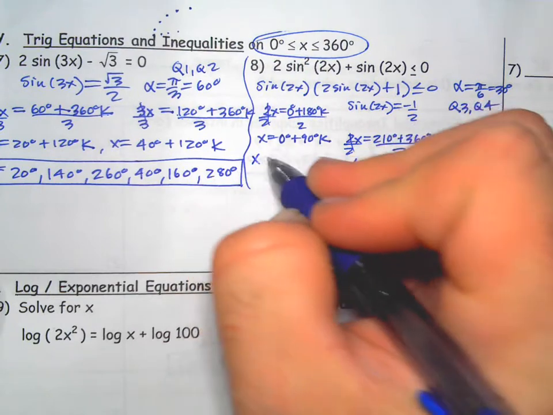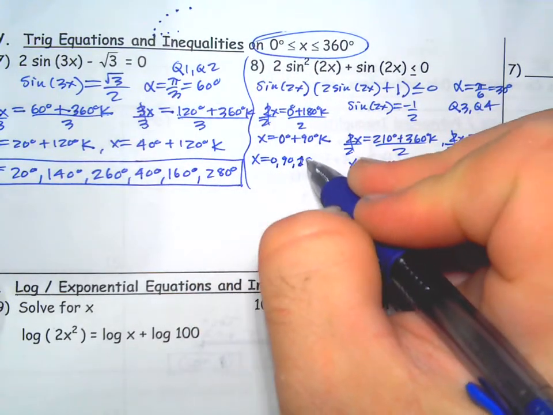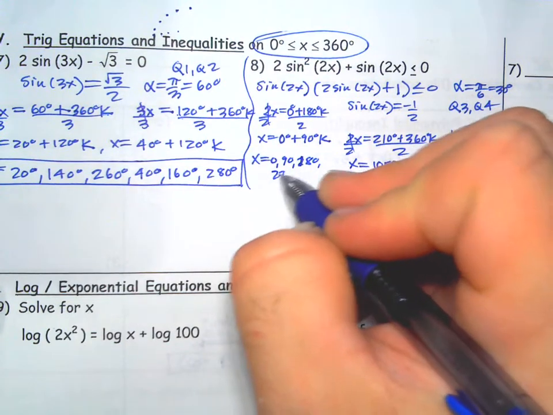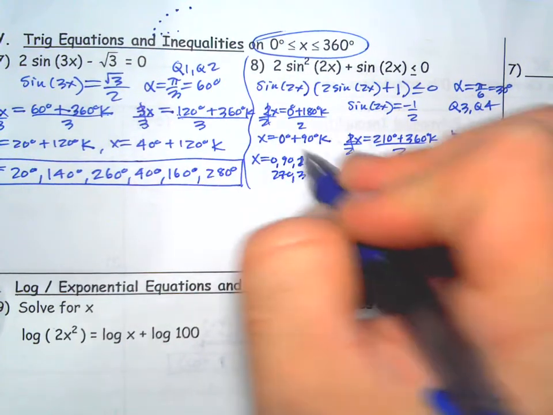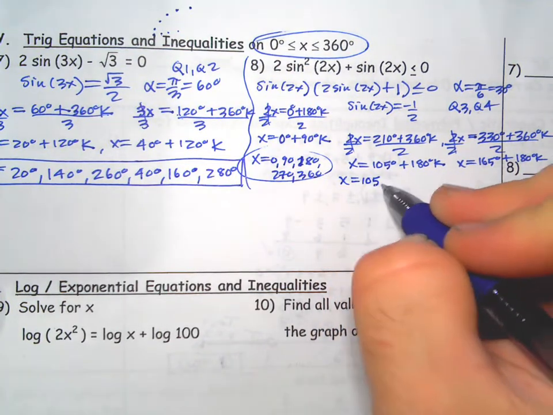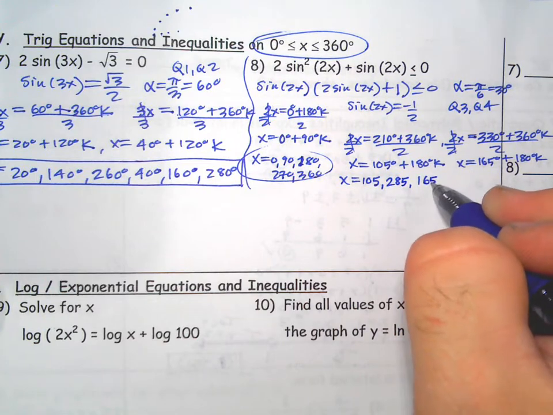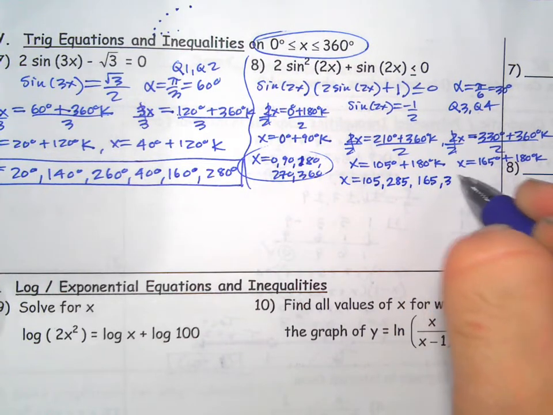So here we get x equals 0, 90, 180, 270, 360. All right, here we're going to get 105, 285, 165, 345.